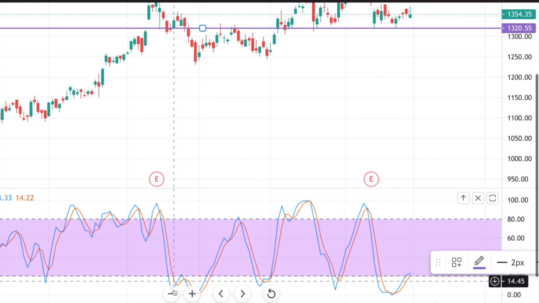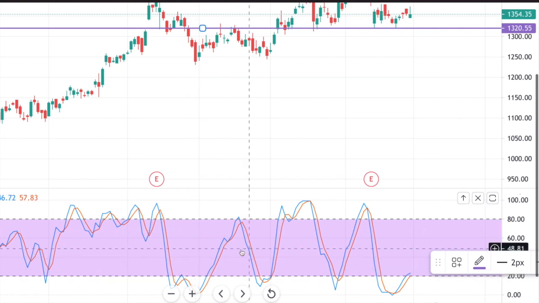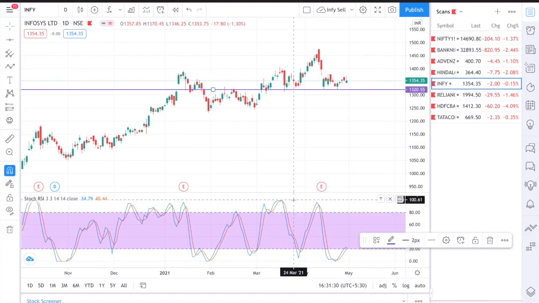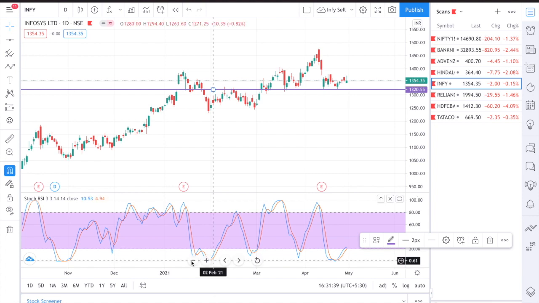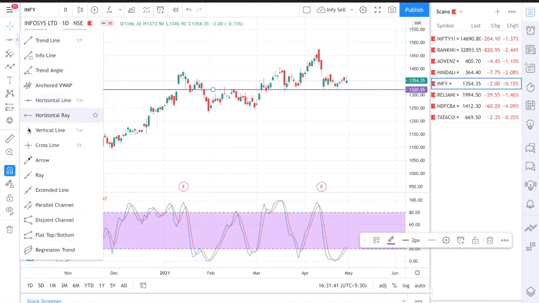Okay, so next let us come again and wait for the RSI to confirm. Now the RSI is already in the oversold zone, no problem with it, but we have to wait for this area where the blue line is crossing the red line. So here again you can see that the blue line is crossing the red line in this particular zone, right? So let us mark this again. Okay, we got one more entry.